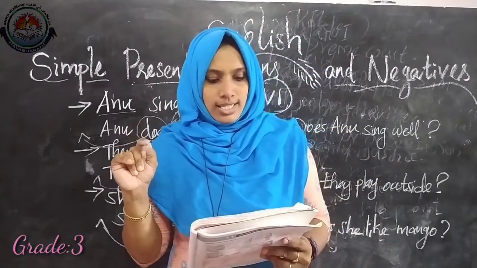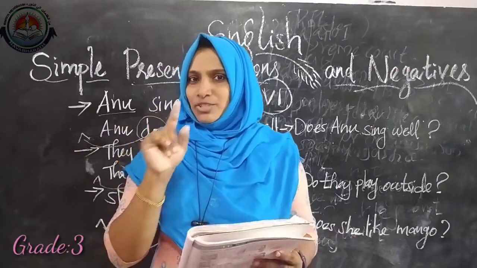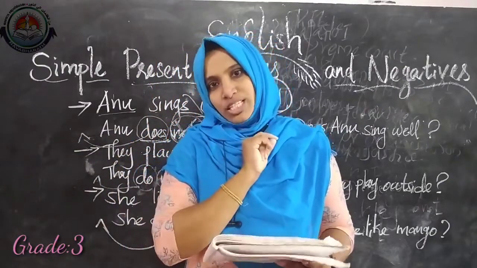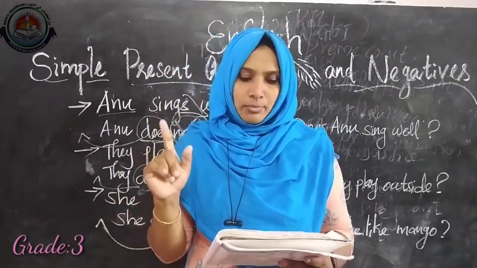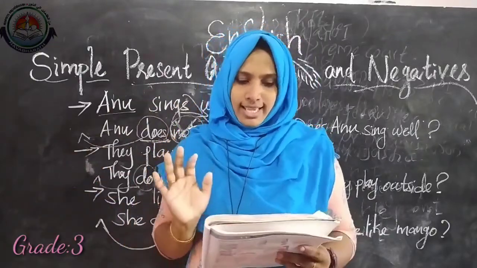Then Sam, dash, Tom go to the beach. So do or does? Tom is a single one, so there we will use does. Then Molly: no, he doesn't like the sand.